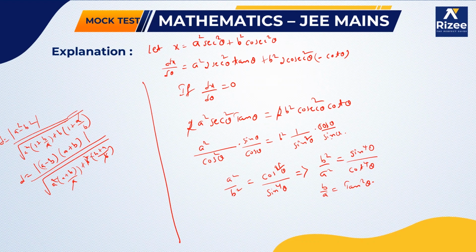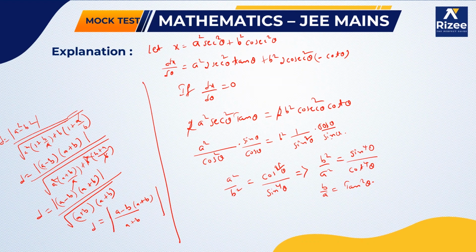The remaining d is equal to a minus b into a plus b, modulus of root over a plus b into a plus b, which is equal to a minus b by a plus b, modulus. So a plus b cancels. The distance formula can be written as a minus b. This is the proof for the distance from origin to any normal chord.